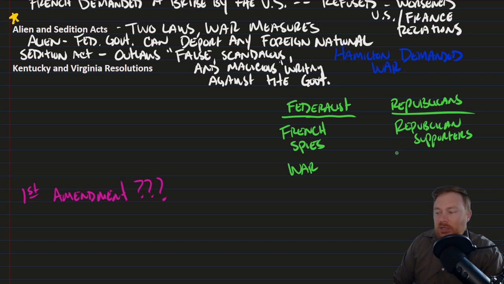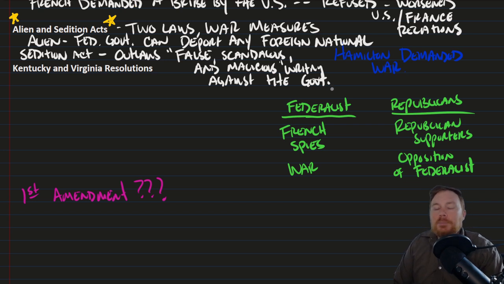The Republicans would say that this was not a way to silence opposition to the war. This was a way to silence opposition to the Federalists. Right? This was a way for the Federalists to maintain their political control. And the Alien and Sedition Acts end up being very controversial laws as far as they're received. Opposition immediately comes from the Republican Party. It comes from the states of Kentucky and Virginia, which draft a series of resolutions that challenge the Alien and Sedition Acts.